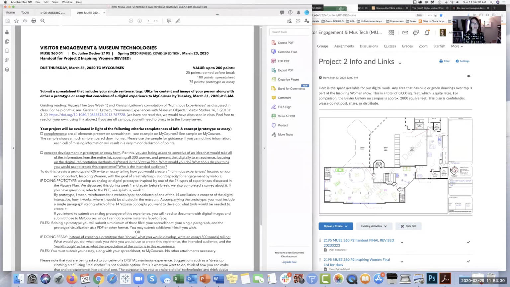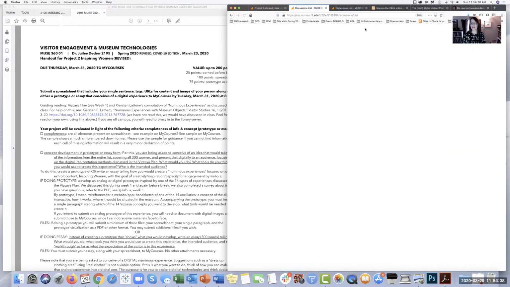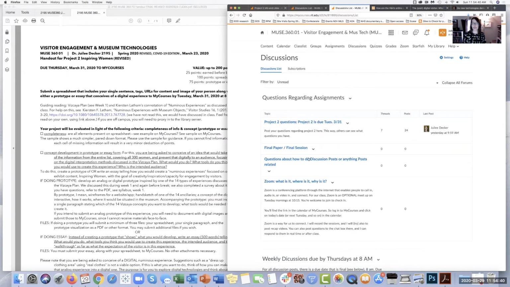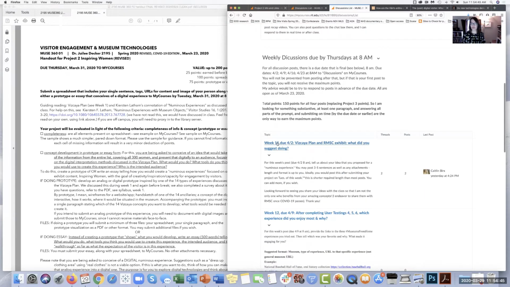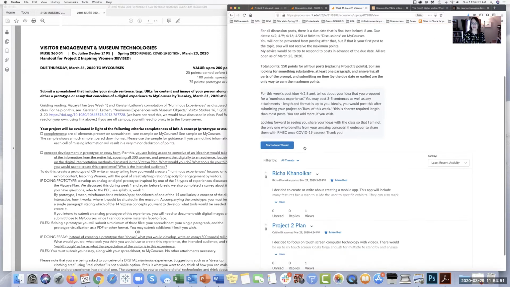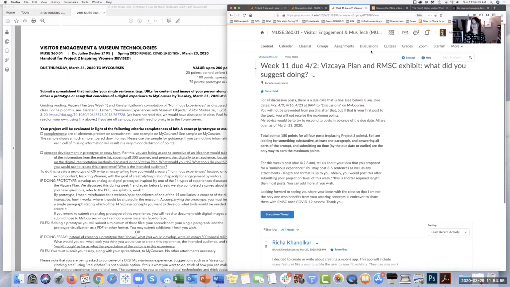And then your prototype or essay, which is explained on this handout, is part 2. In addition, you have a discussion post. Underneath discussions, if you go to the discussion list, there is a whole section about assignments, but what you'll need to do is for week 11, due on 4/2. We've got a couple of posts already here, which is fantastic. A couple of your colleagues have posted what they are doing. So read through that, and make sure that you have that on tap by Thursday morning.